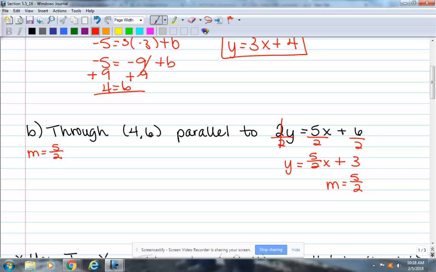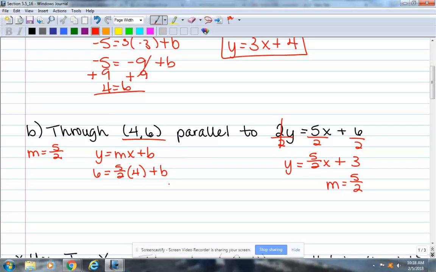So same thing. I've got m, I've got an x and y. So I'm going to plug them into y equals mx plus b. And what goes in for y? 6 equals what goes in for m? 5 over 2. And what goes in for x? 4 plus b. What's 5 over 2 times 4?